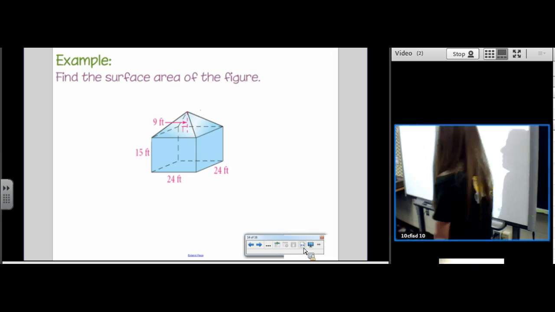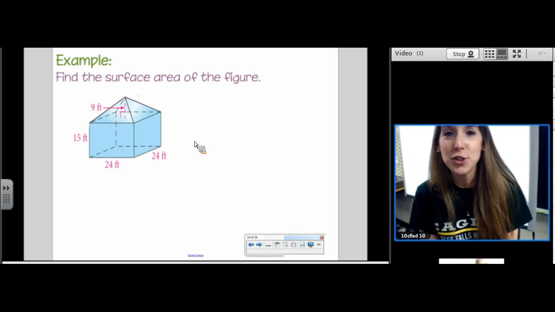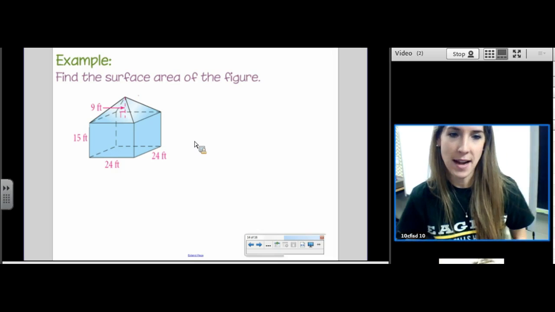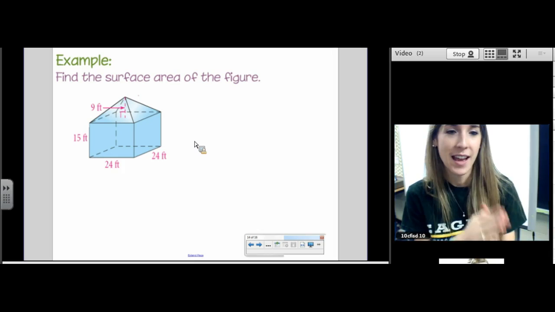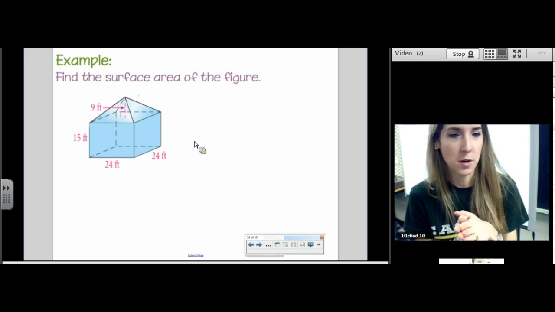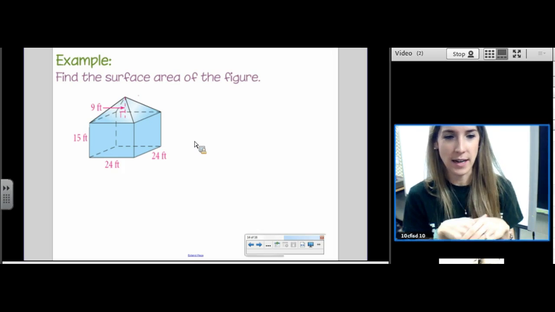We're going to find the surface area and volume of this figure. So first we need to figure out a strategy. What is this figure made up of? This is a rectangular prism and a rectangular pyramid. Although they're squares because it's 24 by 24, but you know a square is a rectangle.